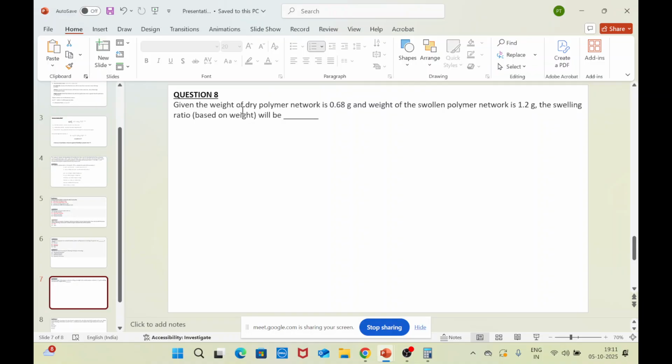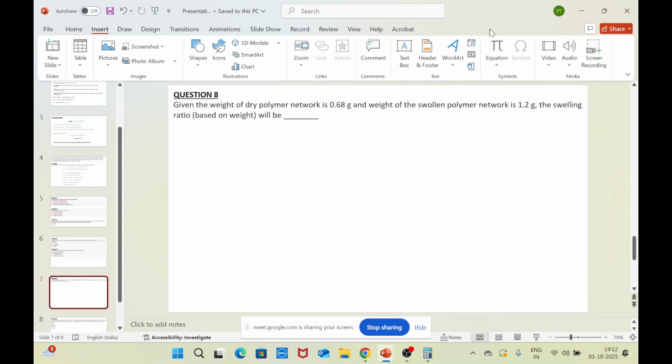So if you subtract the dry polymer network's weight from the swollen polymer network's weight, you are going to get the amount of solvent present in the swollen polymer network. If you divide that by the dry polymer network's weight, you will get the swelling ratio.